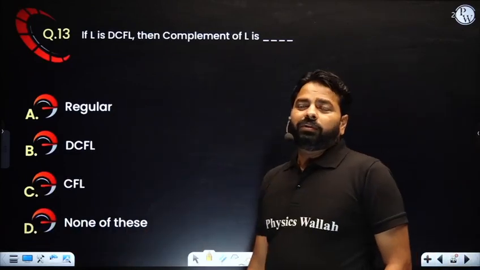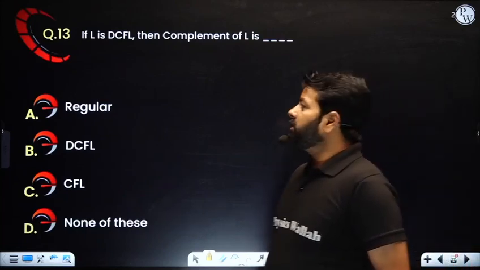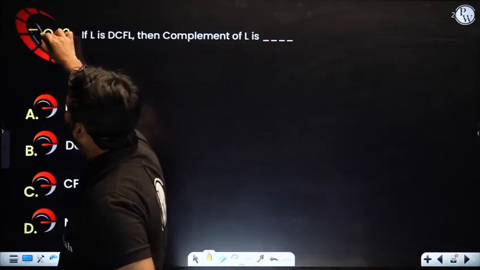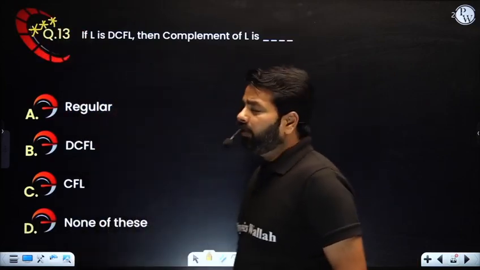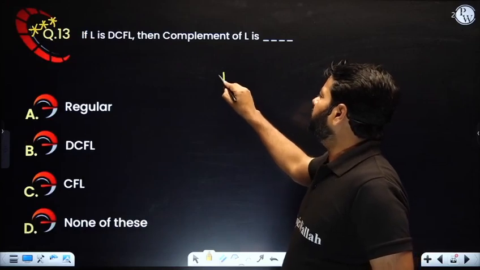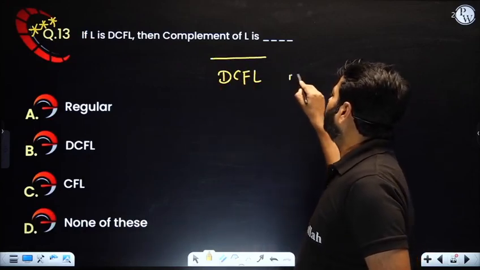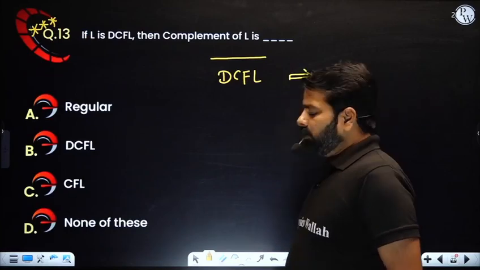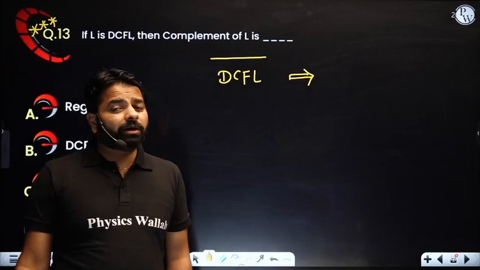Now, complement operation. This is really important for you. Complement of DCFL. There is a DCFL. If you do the complement, what do you get? You know, there is an algorithm in DFA. The same algorithm will be applicable here.